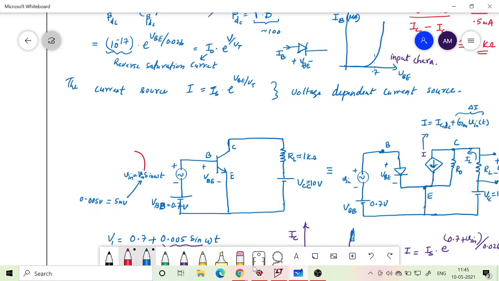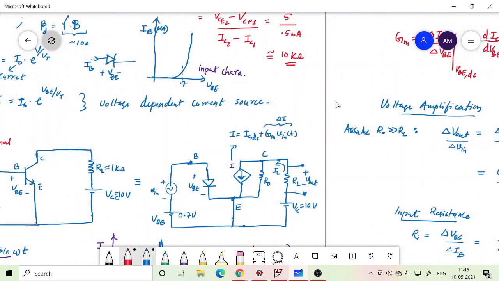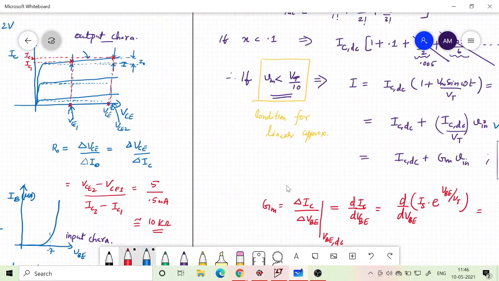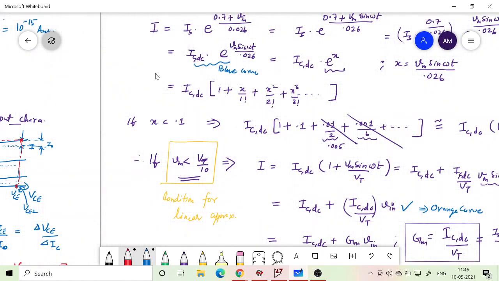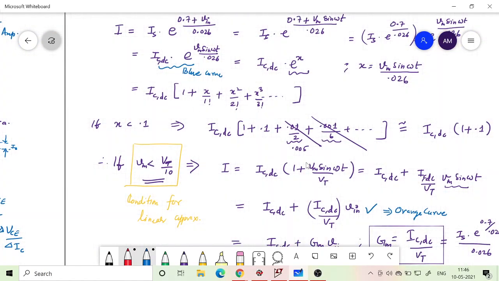So if Vm is less than Vt by 10, we call it small signal. Else it is large signal, because you can't take the linear approximation, and therefore we need to take the full expression, all the terms in the exponential. Here you have to consider all the terms. So that is large signal.